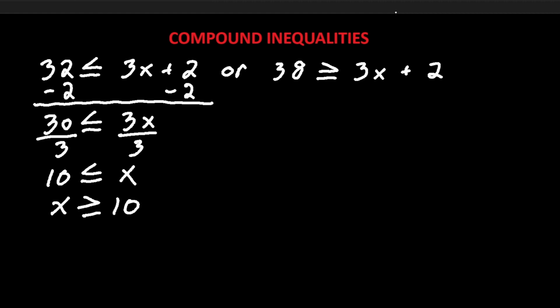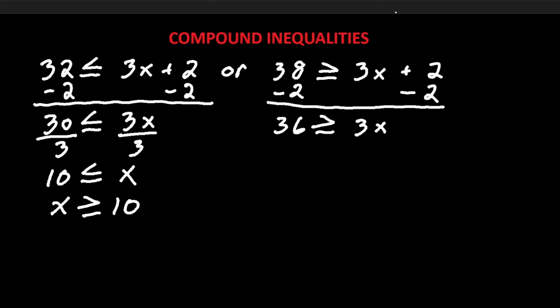For the inequality on the right, I want to first subtract 2 from both sides. Next, I want to divide both sides by 3. Our answer is 12 is greater than or equal to x, but I want to flip that so that the x is on the left so I can graph it.